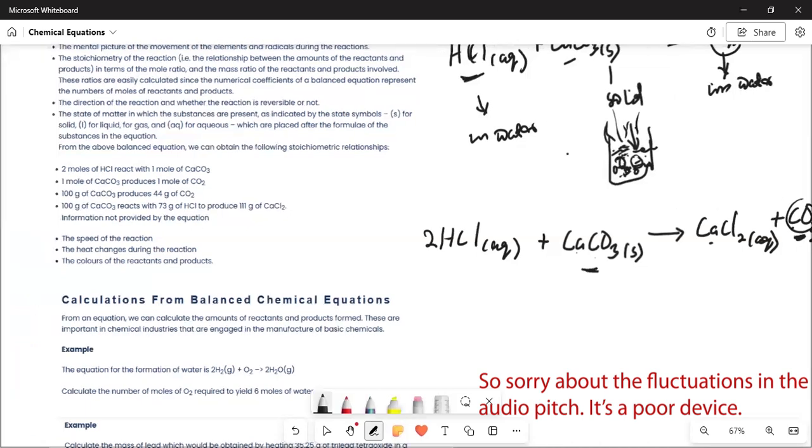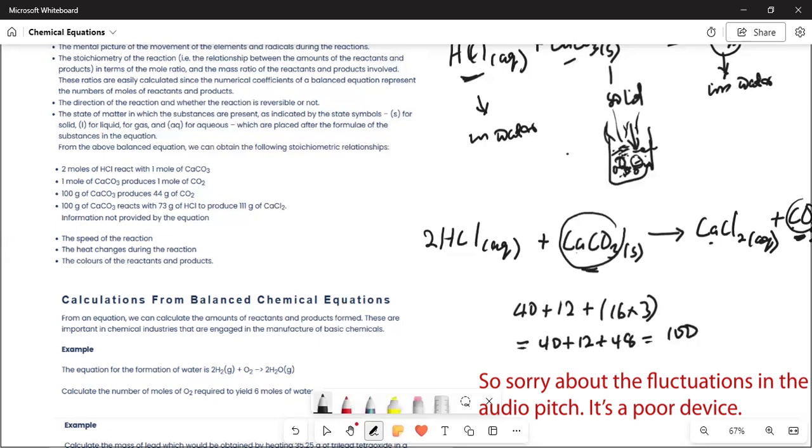And then 100 gram of calcium carbonate produces 44 gram of CO2. Where did you get that 100 gram from? That is the molar mass of CaCO3. We call that molar mass, which is obtained by adding the masses of all the component elements. So calcium is 40, carbon is 12, oxygen is 16, but there are 3 atoms of oxygen there. So 16 times 3, which is 48. That means 40 plus 12 plus 48 is of course 100.